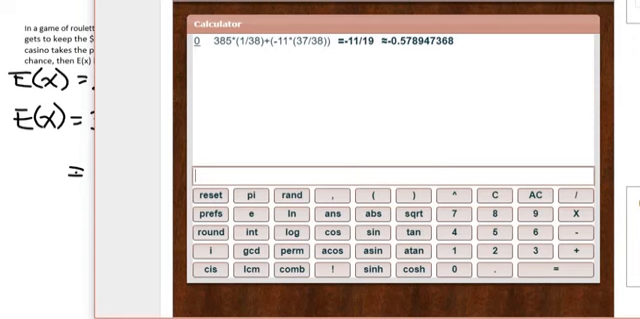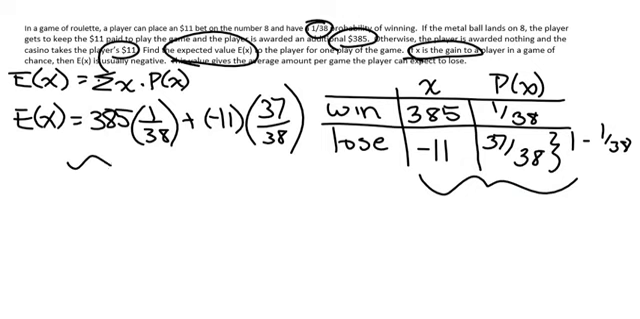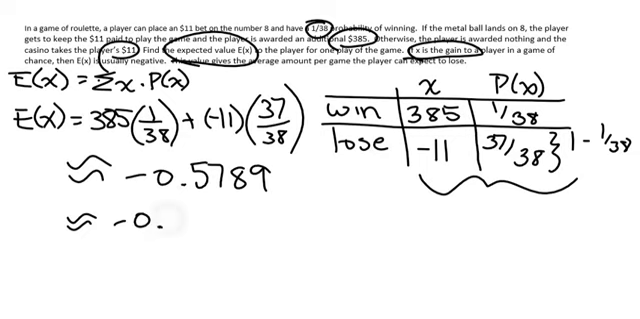Now you can see that my expression is all equal to approximately negative 0.5789. And since we're dealing with money, we're going to go ahead and round it to the nearest hundredth, or negative $0.58. So the expected value is negative 0.58. In other words, when a player plays this game, they can expect to lose 58 cents on each play.